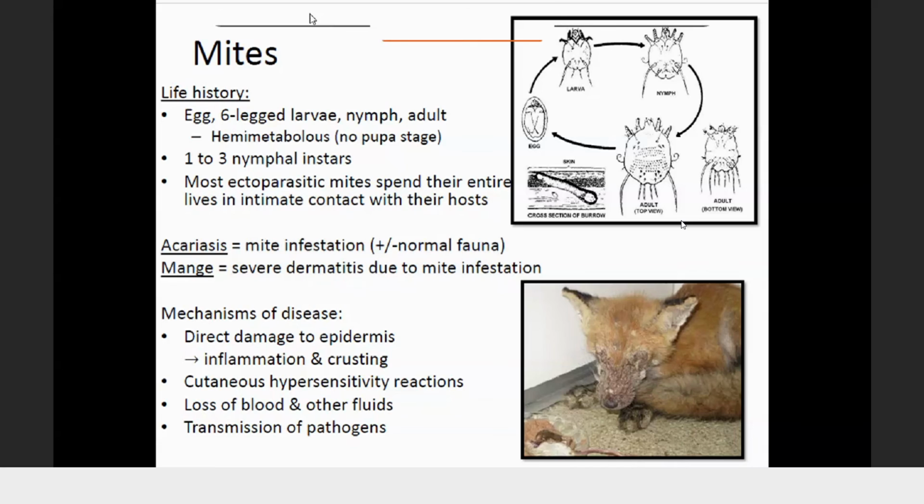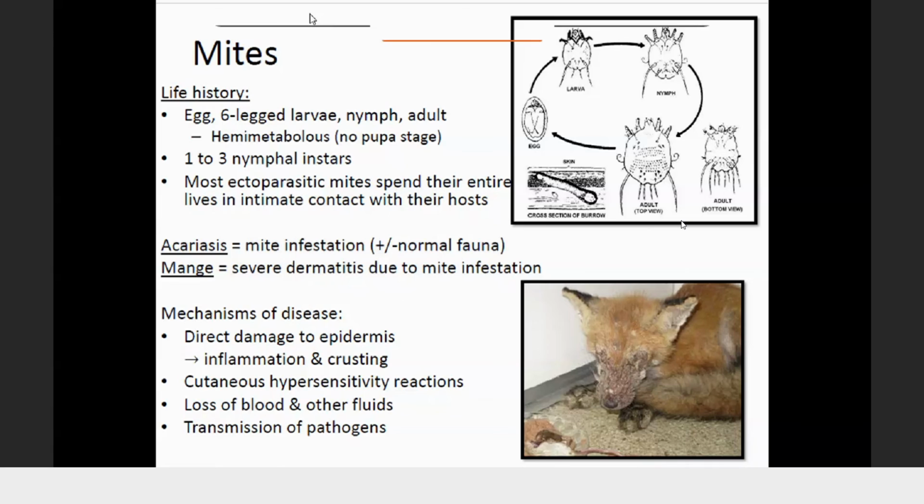Okay, so mange is the severe dermatitis due to mite infestation. You can call mite infestation either acariasis or mange. Mites can cause direct damage to the epidermis, which leads to inflammation and crusting. Crusts are a really important characteristic of mite infestation.